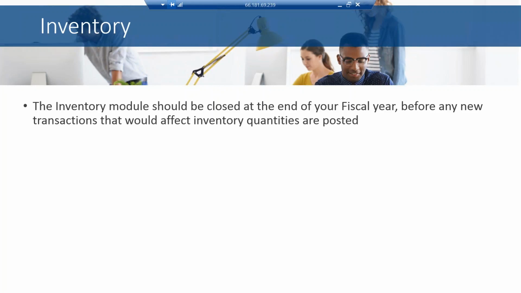It just has a fiscal year-end close. So whatever that is, whether your fiscal year is your calendar year or whether you're on a July 1 to June 30 or any combination of dates, just be aware that the inventory module should be closed at the end of that fiscal year before any new transactions that would affect inventory quantities are posted.